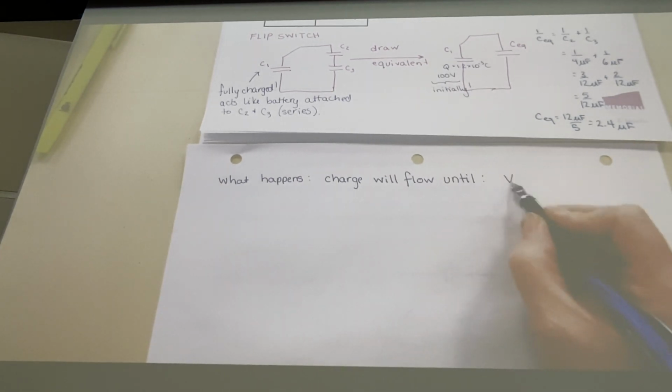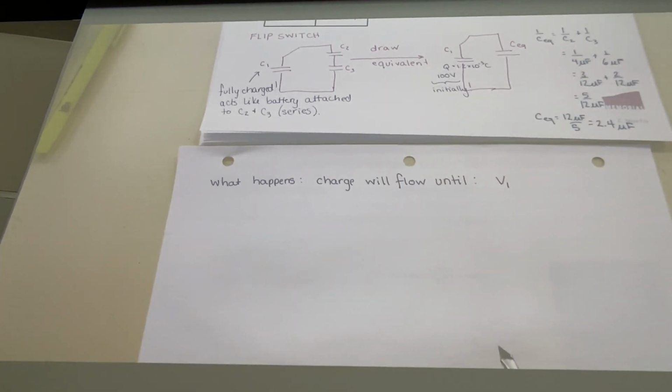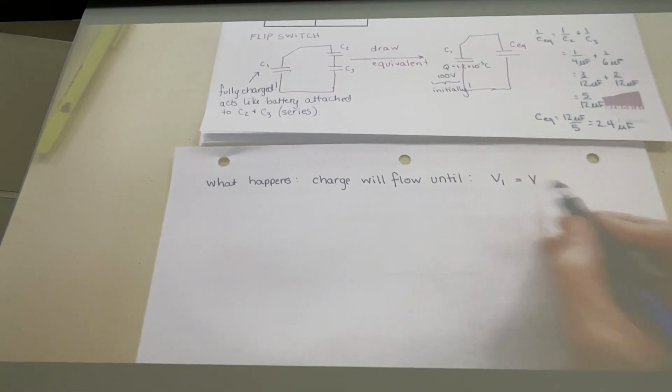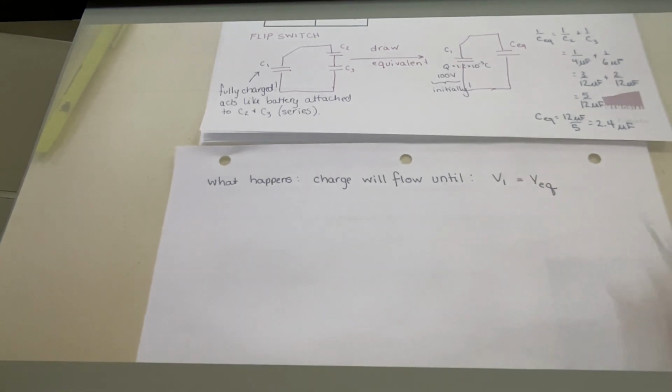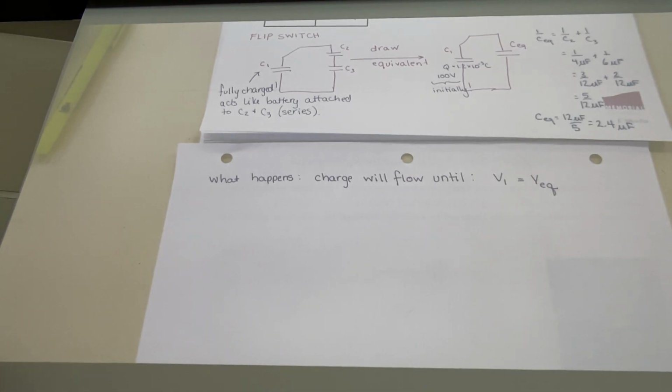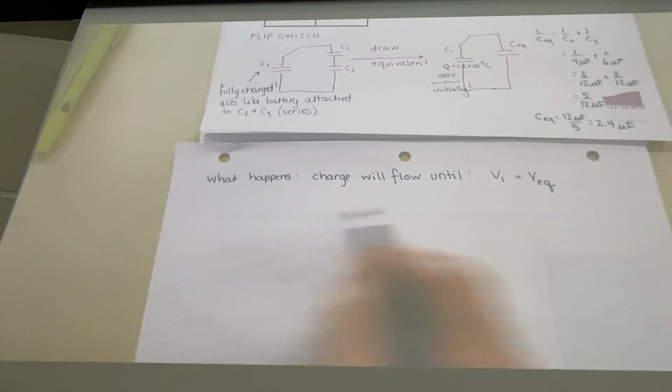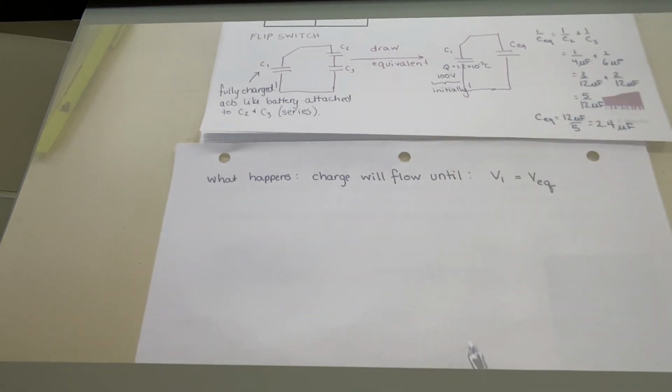Until the potential across capacitor C1, we can call that V1, equals the potential across the equivalent capacitance, we can call that V equivalent. Okay, so charge is going to flow till those two things have the same potential, because if the potential wasn't the same, charge would keep going. So it's when potential is the same that charge is going to stop flowing. So that's one thing, those potentials are going to be the same.